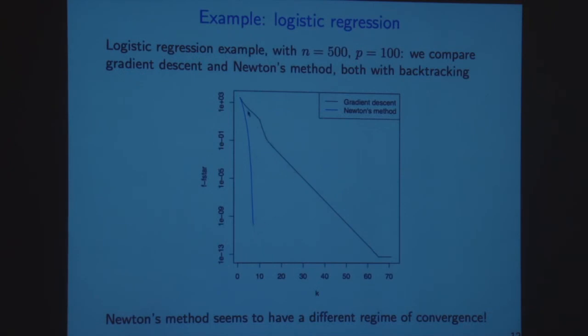Gradient descent does something different, right? It kind of plods along. It's actually fairly fast here, and it gets down to about 10 to the minus 13 after 65 or 70 iterations. So it's almost an order of magnitude difference here.